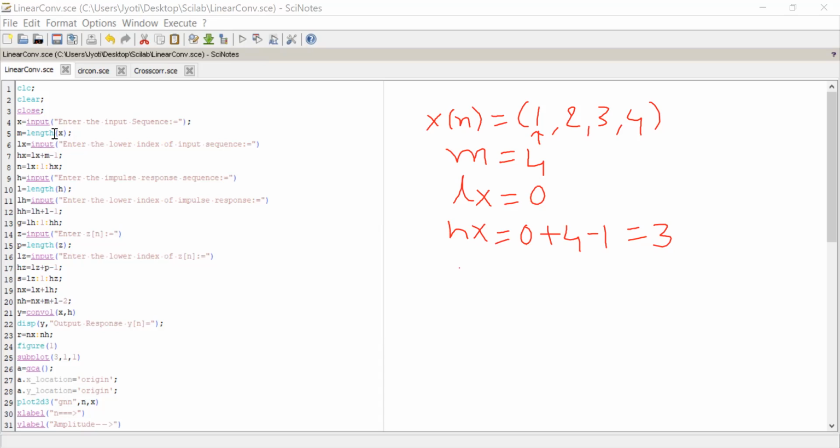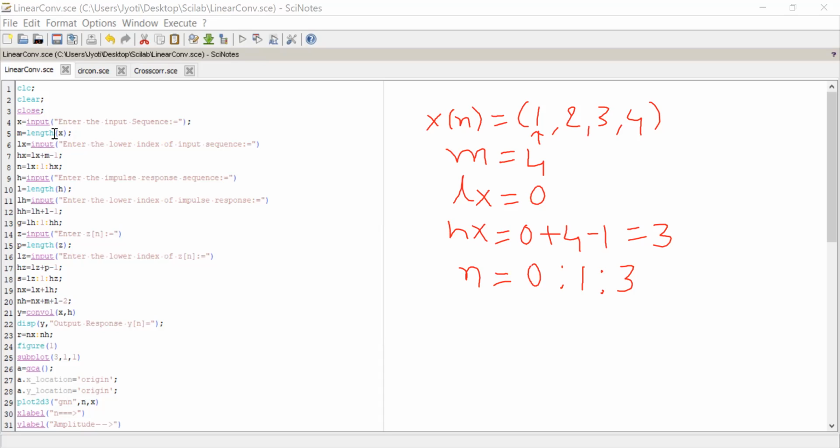Then n will vary from Lx, which is 0, in steps of 1 up to Hx. Hx is 3. That means your x of n value will start at 0 and end at 3 in steps of 1.